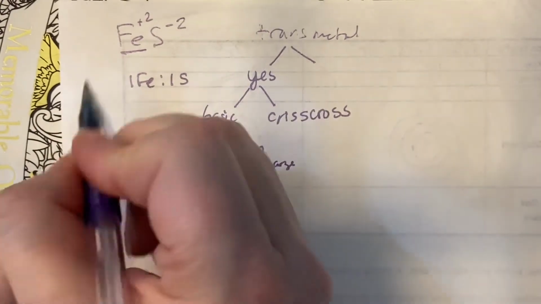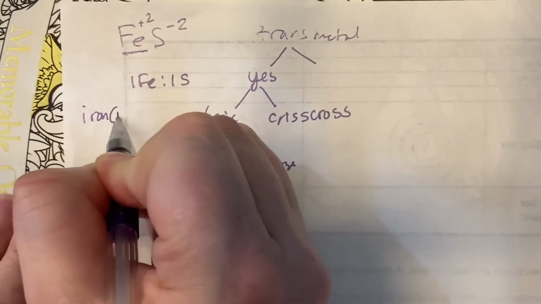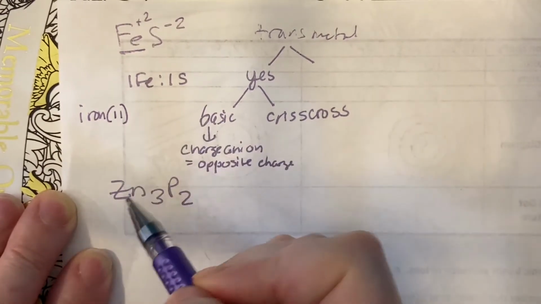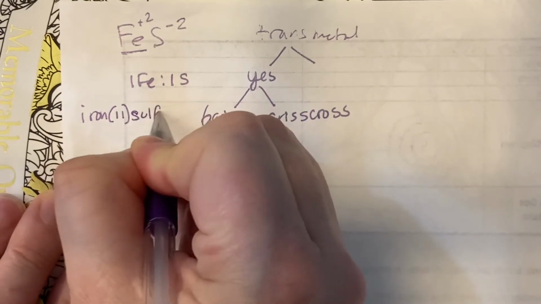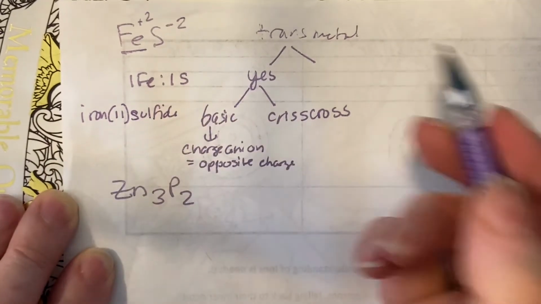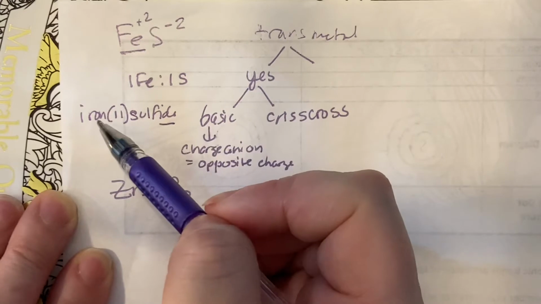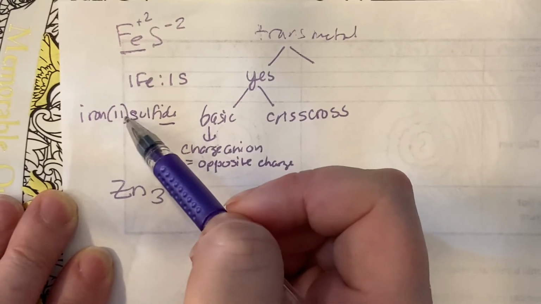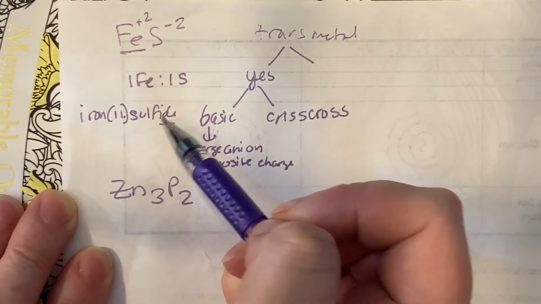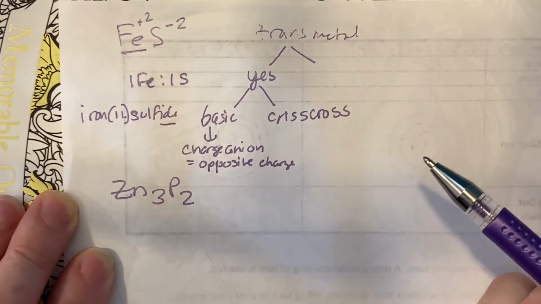So how do we write that? Iron with a Roman numeral 2, 2 I's for two things, and then sulfide. Remember, we do an "ide" on the end because it's an anion. So the cation has a 2 charge, and the anion is sulfide.